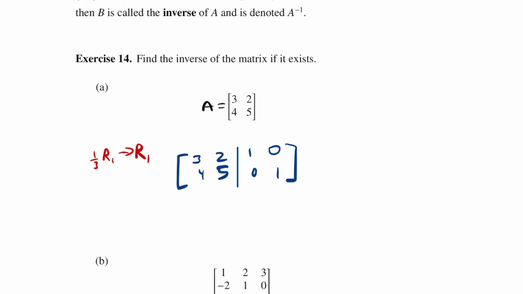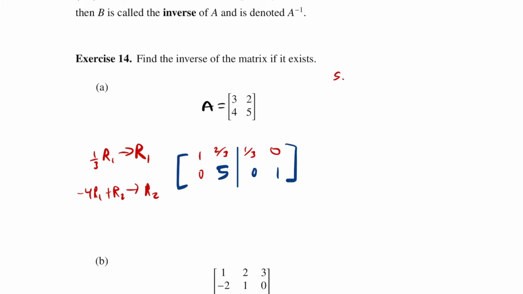So if you do that, you should get 1, 2/3, 1/3, and 0. All right, now we need to make this a 0, so that means we're going to multiply row 1 by -4, add that to row 2, and that will equal row 2. So there's our 0.